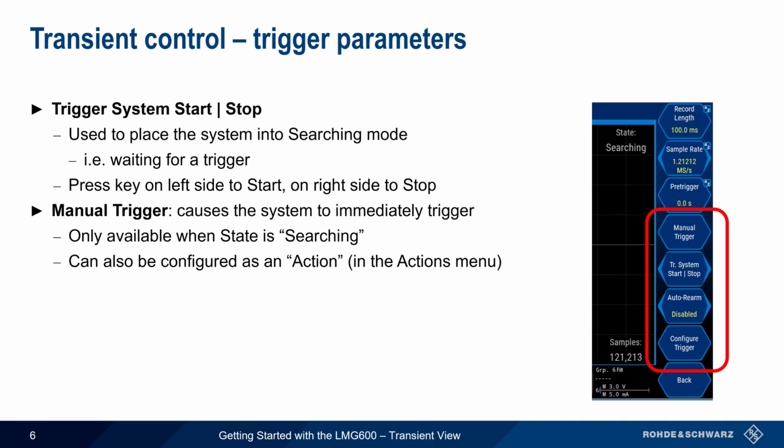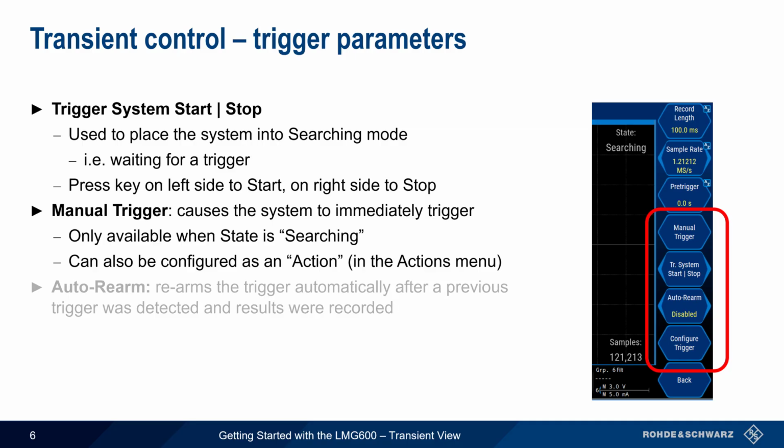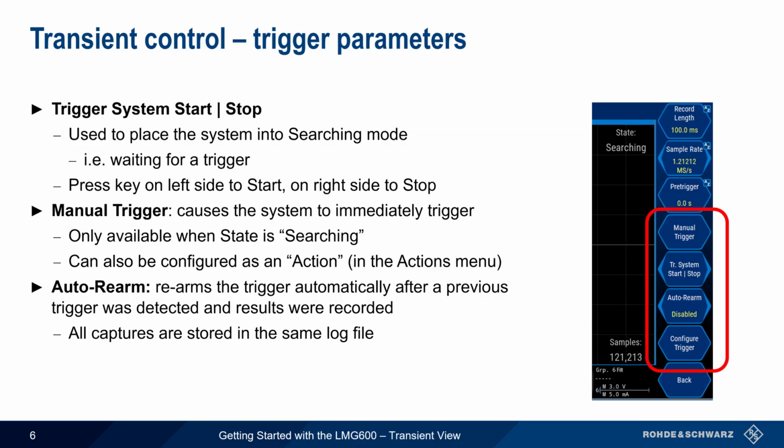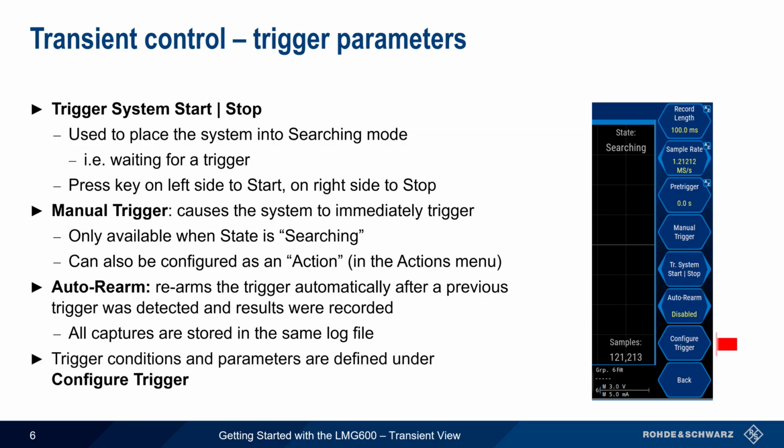By default, the system only triggers a single time on the first trigger event, but auto rearm can be enabled in order to have the system begin a new capture each time the trigger event is seen. Note that the previous trigger capture and sample storage must, however, first be completed before another capture will be started. If trigger rearming is enabled, all of the captures will also be stored in the same log file. We'll discuss logging a bit later in this presentation. The last button is Configure Trigger, and this is where we define the conditions that represent a trigger event.